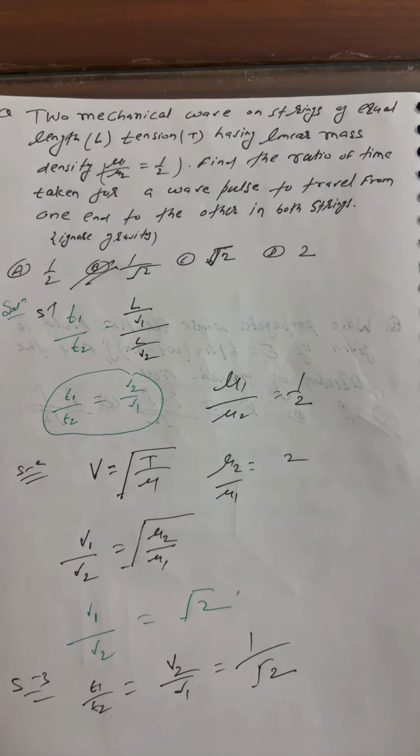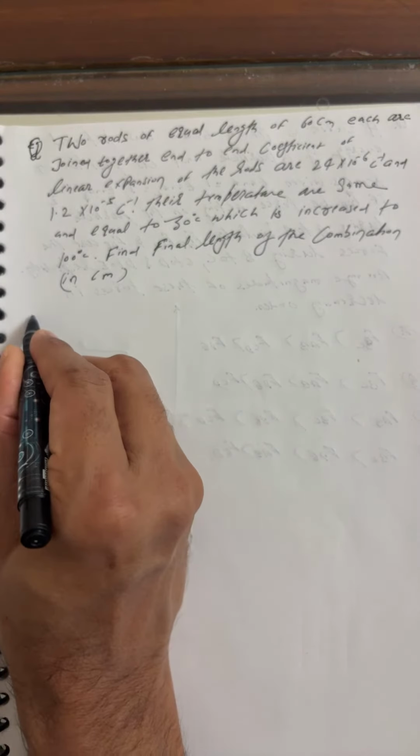Now have a look at the next question, students. Two rods of equal lengths are joined together end to end. The coefficients of linear expansion of the rods are alpha 1 and alpha 2. Yesterday I said all these questions. Their temperature is the same, equal to 30 degrees Celsius, which is increased to 100 degrees Celsius. Find the length. It's literally a very easy question.